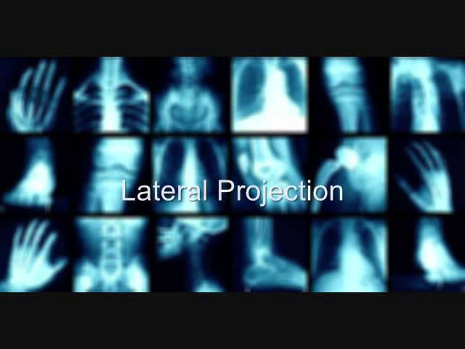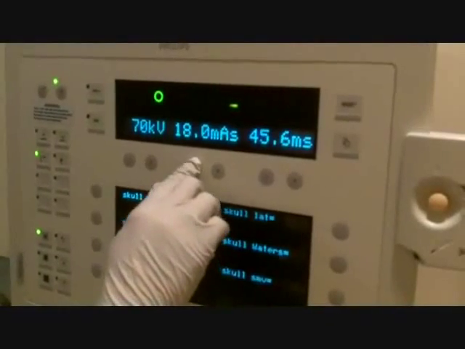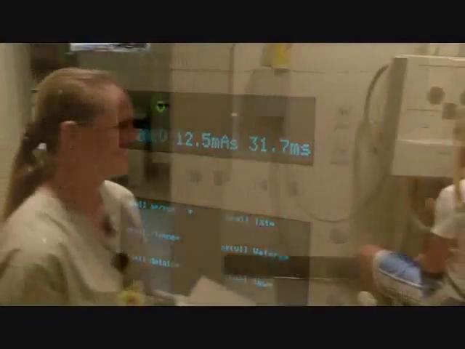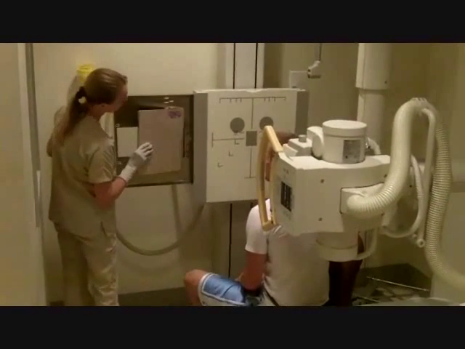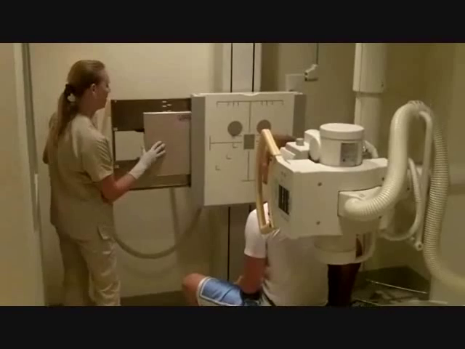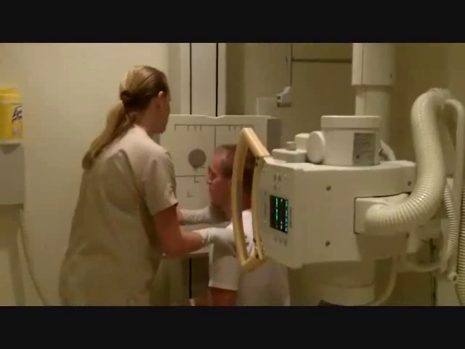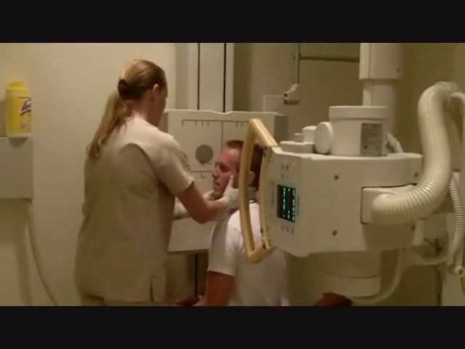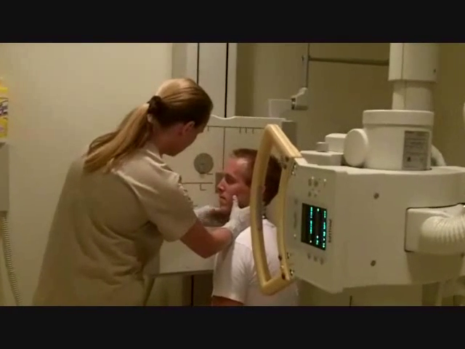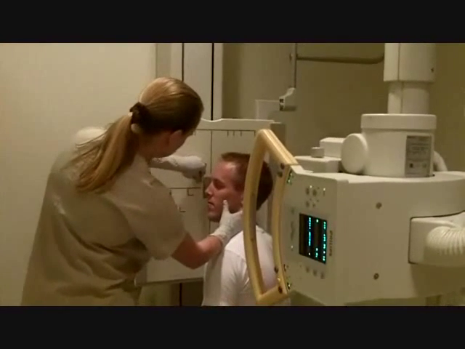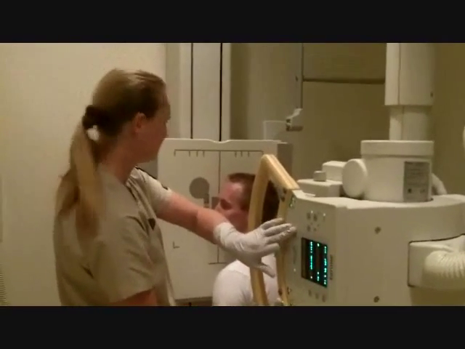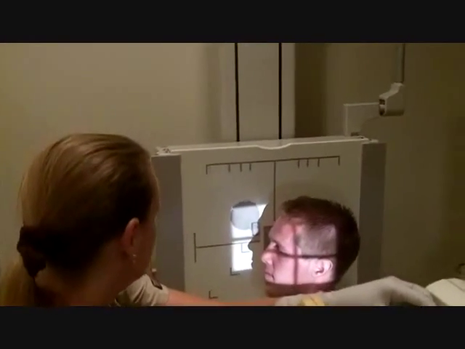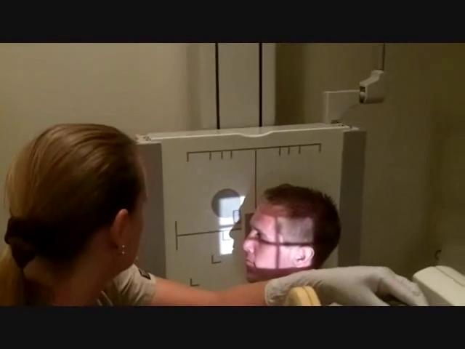For the lateral projection, we again are going to keep the kV the same at 70 kV, but bump the mAs down to 12.5. For the lateral projection, we want the mid-sagittal plane parallel with the plane of the IR. The central ray is perpendicular through the outer canthus.